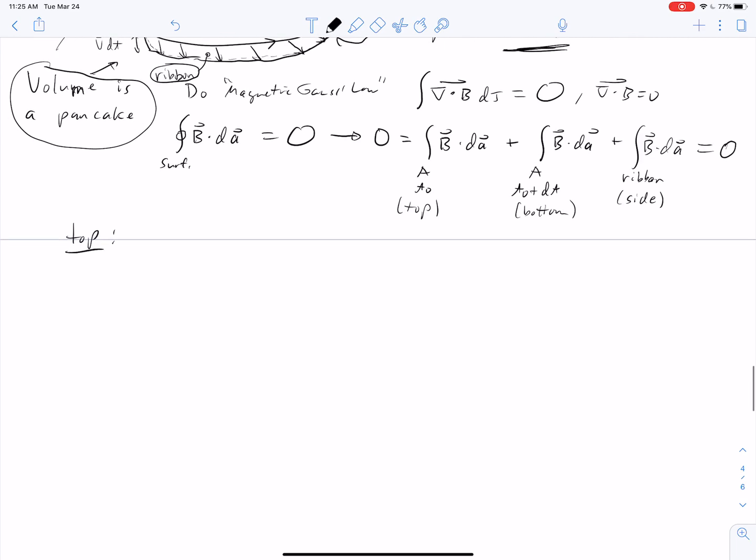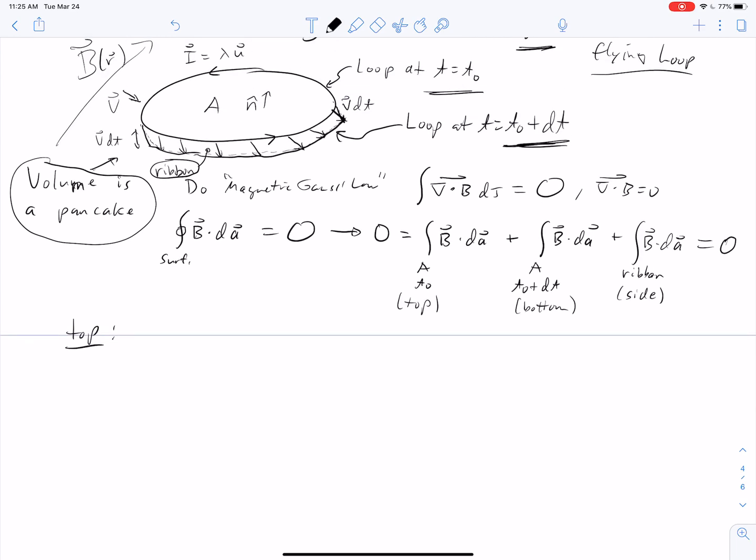Let's keep that picture there. It's the integral of B dot dA n hat, that's this n hat right here, right? For the top surface. But then if I do the bottom surface, over area A, the dA is pointing in the opposite direction. So for the bottom, it's going to be plus the integral of B dot dA minus n hat.